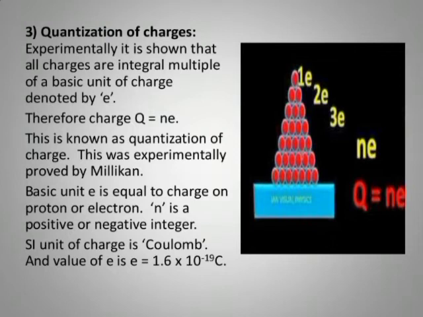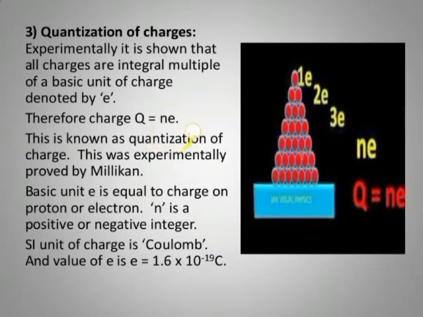So say for example, if I consider an atom, that was a tiny thing we had believed, but now the atom has a proton, neutron and electron. So now the electron is not going to be divided anymore. That is the final particle. So quantization tells you that all charges are integral multiples of a basic unit of charge denoted by e.